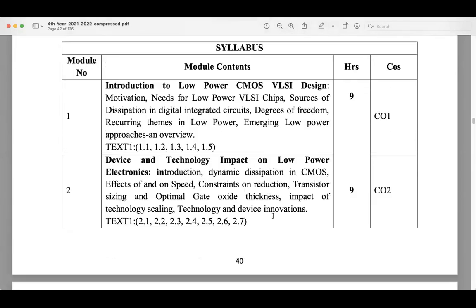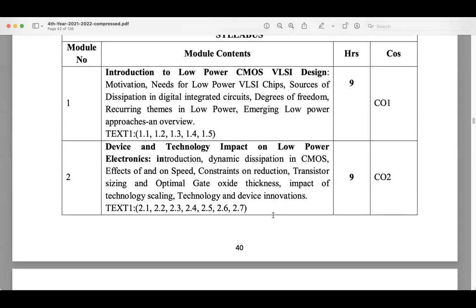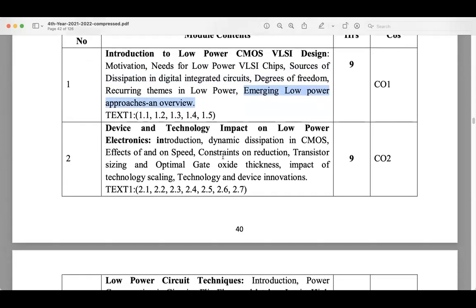Our first module is going to be introduction to low power CMOS VLSI design, and here we'll be looking into why we need to get into low power, what is the need for low power, and what are the sources of power dissipation. What kind of freedom do we have as a designer, what level of freedom with regards to circuit design? And then what are some trending things in reducing power, what are the approaches to reduce power.